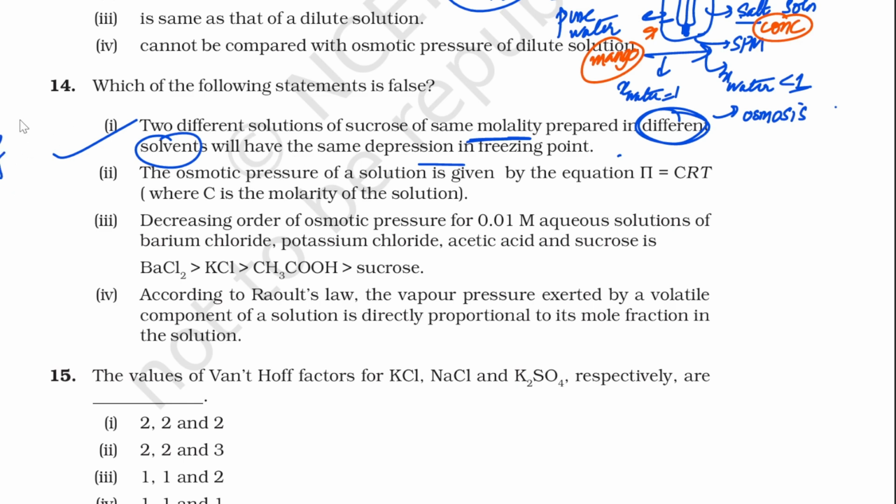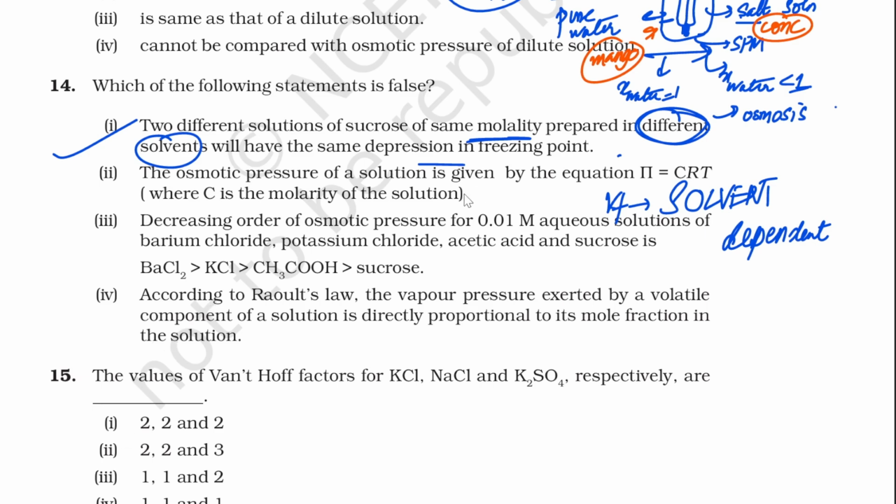Because KF is solvent dependent, that's why this option is wrong. Hence the right answer. Moral of the story: जल्दी जल्दी चीज़ें नहीं करनी चाहिए. Let's look at the other options.